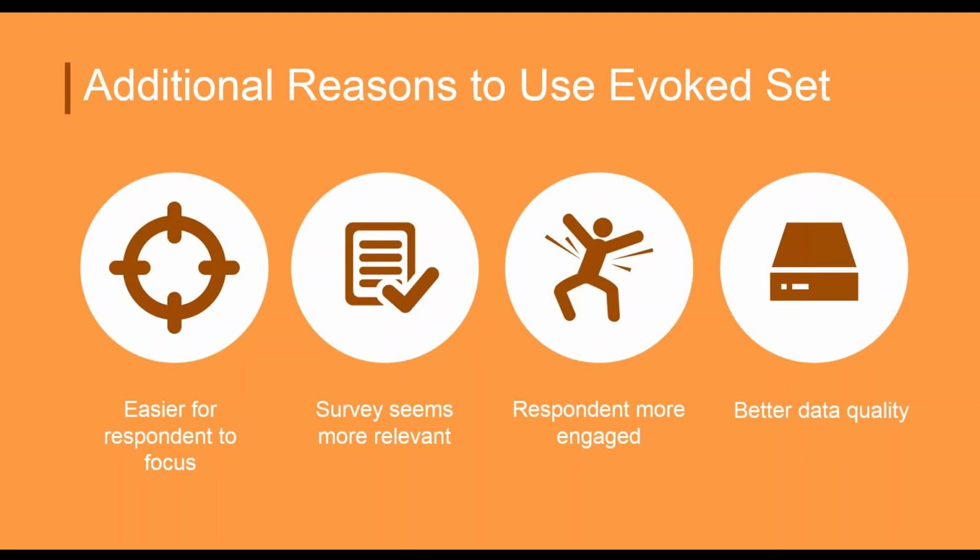What also happens is it makes it easier for the respondent to focus. Imagine you have hundreds of SKUs on the screen instead of 30. It's very difficult to constantly apply those underlying decision rules everybody has in their mind to look for, well, I'm actually only interested in these 10 products. Because with the evoked set, you only show them those 10 products. So the survey also becomes more relevant for a respondent, and the respondent becomes more engaged.